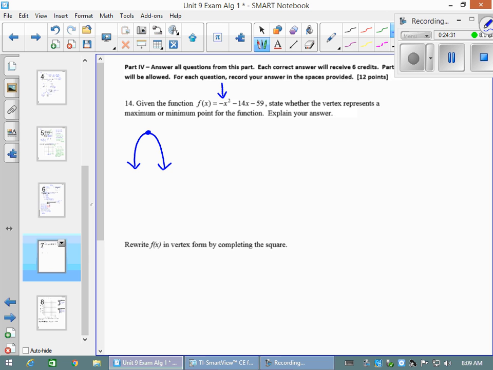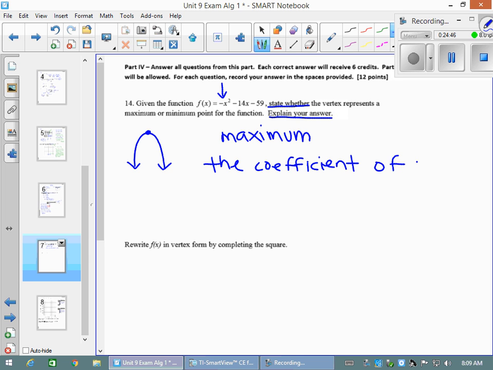So I'm going to state maximum, and then I need to explain why. So your explanation could just say the coefficient of x squared, or you could say the leading coefficient, but you have to indicate leading, that the coefficient of x squared is negative. So the parabola opens downward.